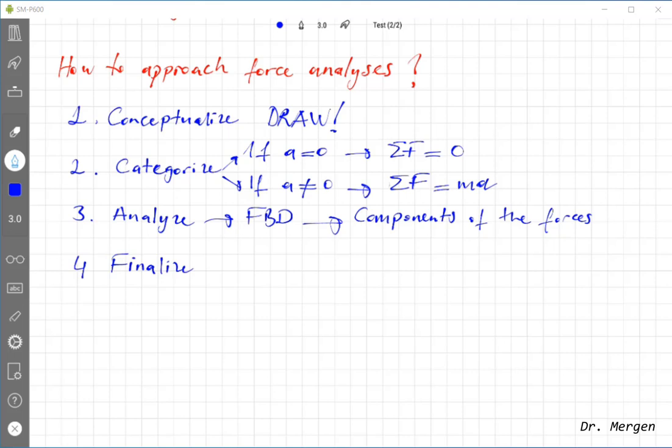Finalizing the analysis. Be sure that your results are consistent with the free body diagram. And also check the predictions of your solutions for extreme values of variables. By doing that, you can often detect errors in your results. So those were the basics of force analysis. See you in the next video.